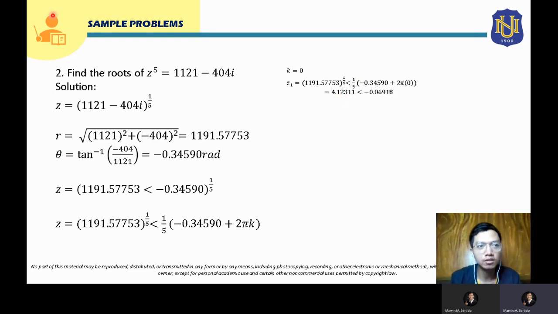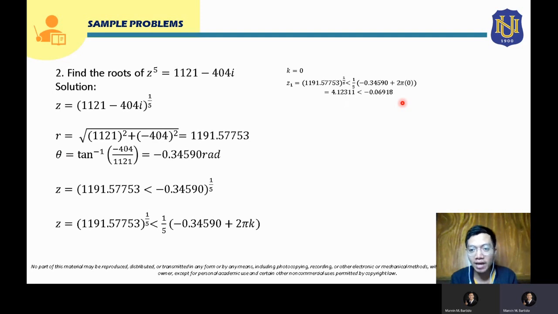Where's my calculator? Okay, so the angle is negative 0.06918. So let's try to input this in our calculator. So again, that is 1191.57753 raised to 1/5. So that will really be equal to 4.12311.